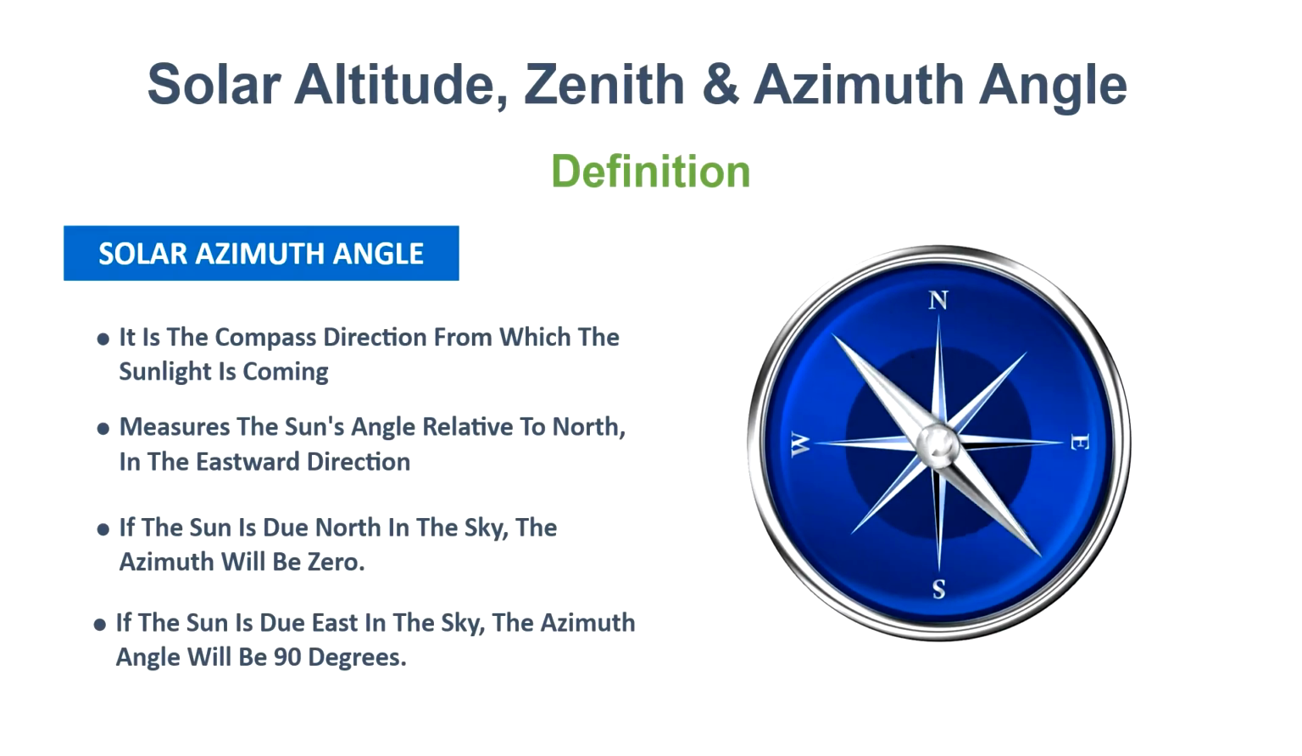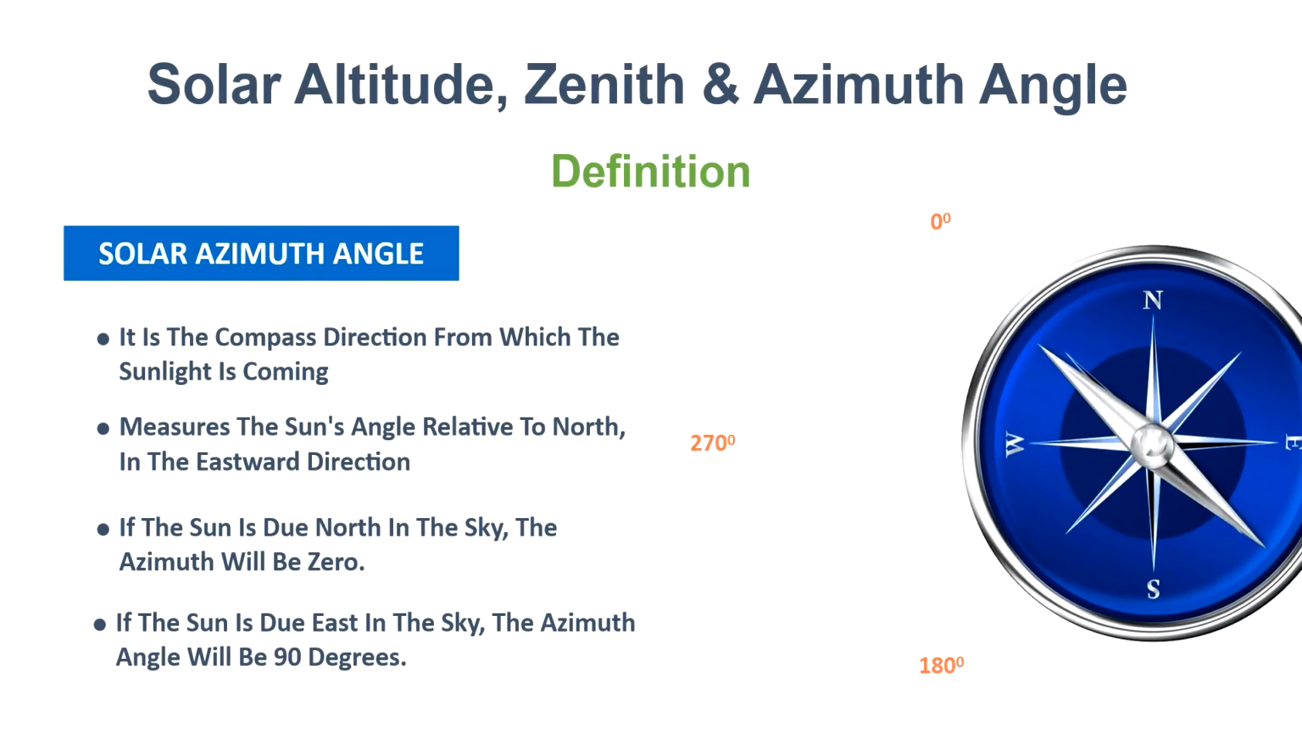The azimuth angle is like a compass direction, with north equal to 0 degrees and south equal to 180 degrees. The angle practically is measured clockwise from due north. So east is 90 degrees, south is 180, and west is 270 degrees.